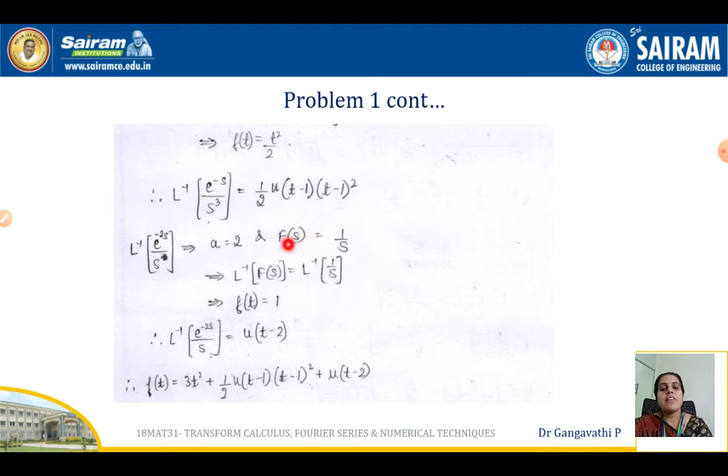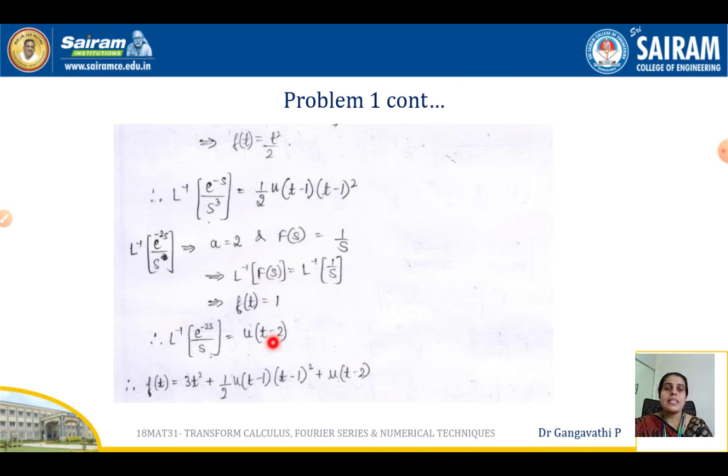So now since F(s) has been given and we need to find f(t), apply the inverse Laplace transform. L inverse of 1/s is 1, because the Laplace transform of a is a/s, where the value of a is equal to 1. That is the concept we are using here. Therefore, L inverse of 1/s is 1, and L inverse of e^(-2s)/s is u(t - 2).